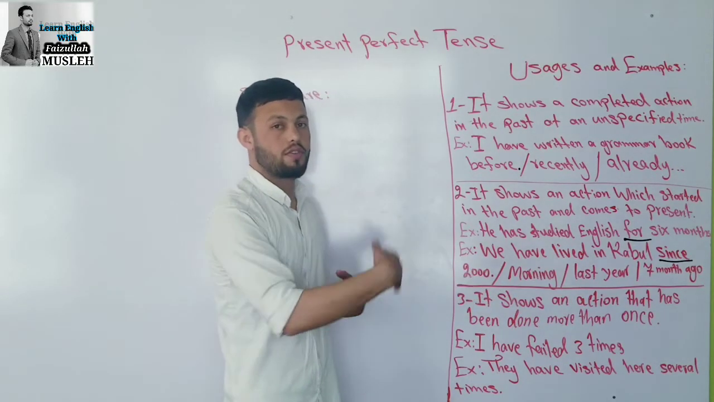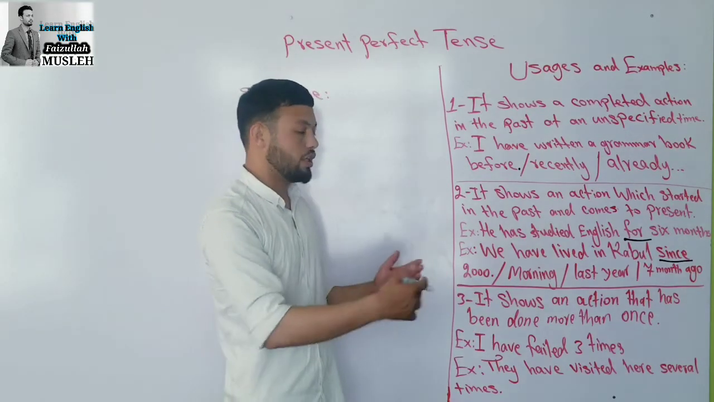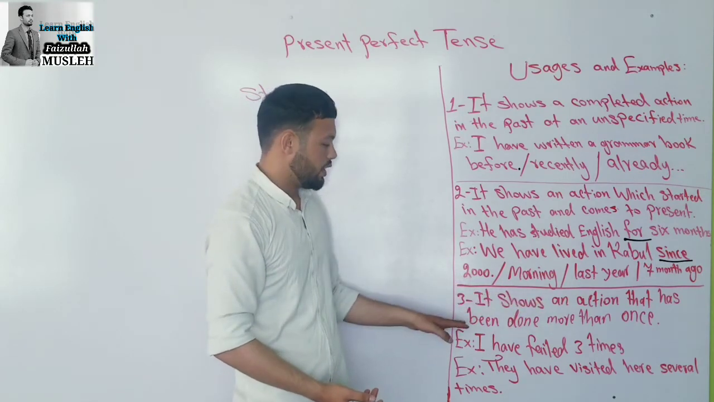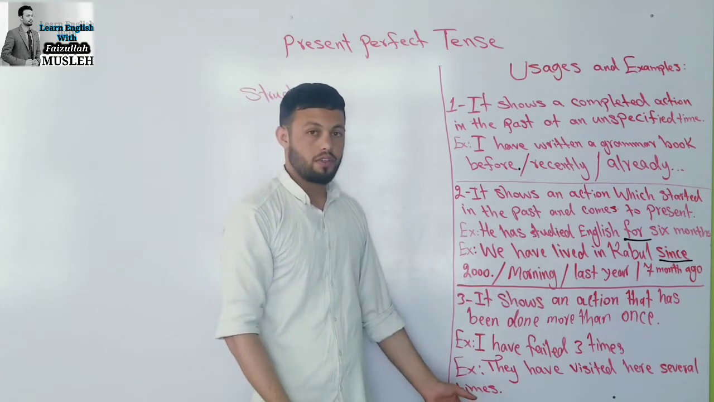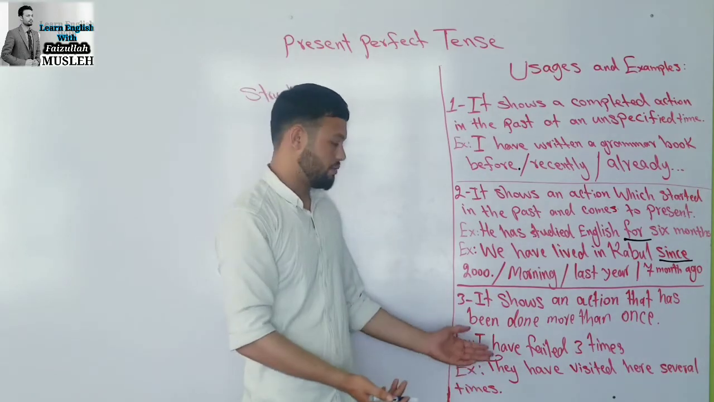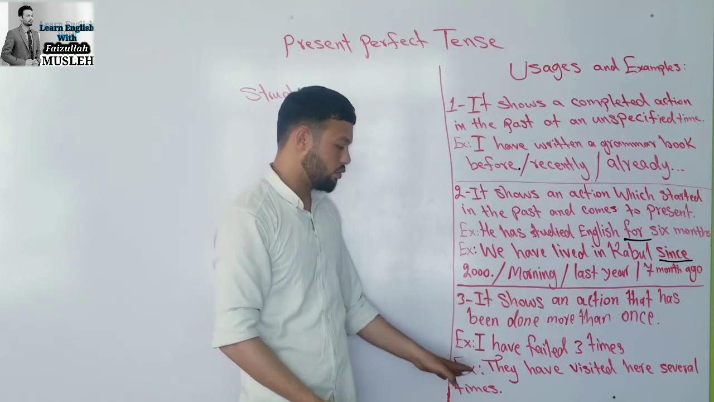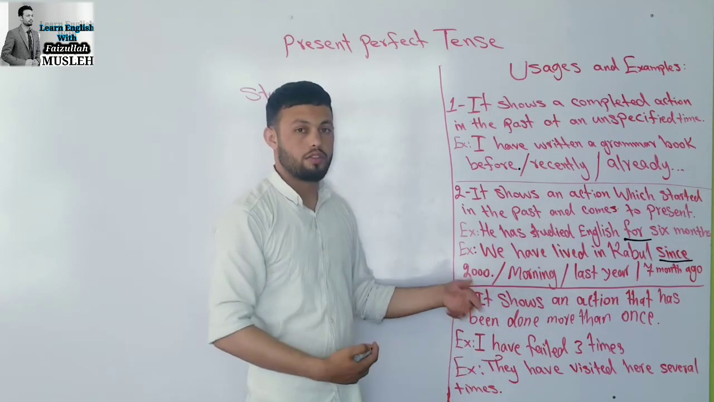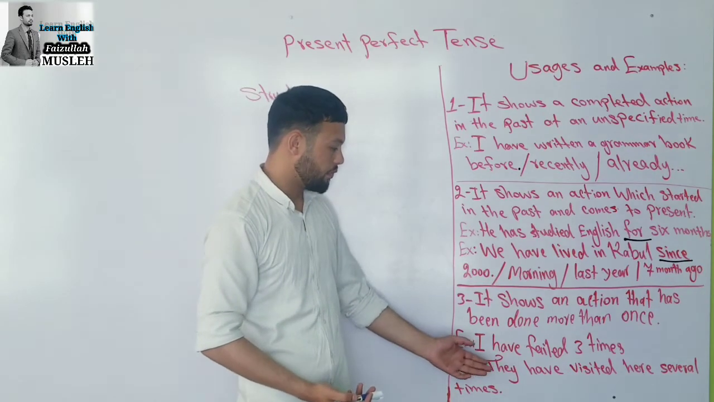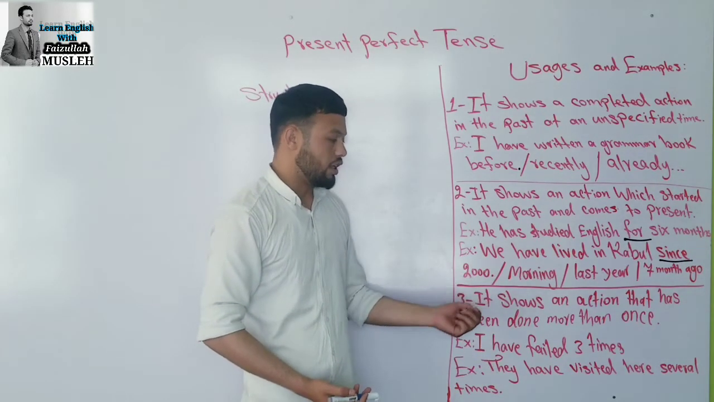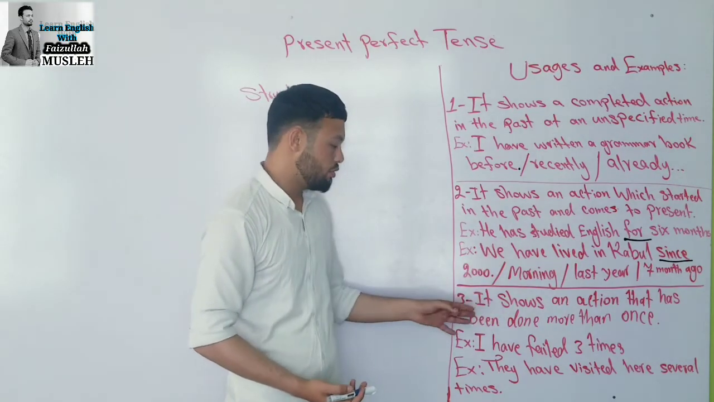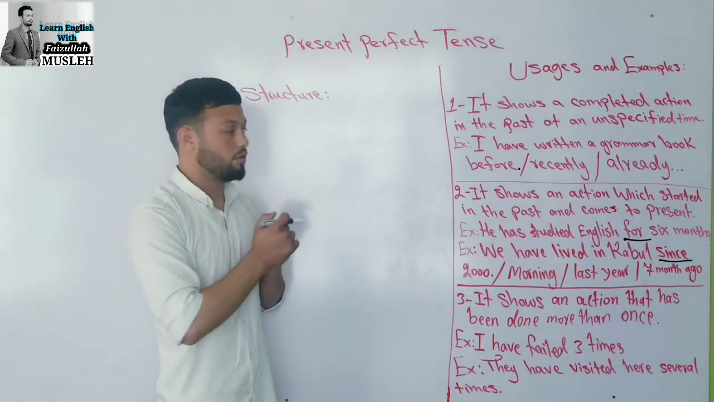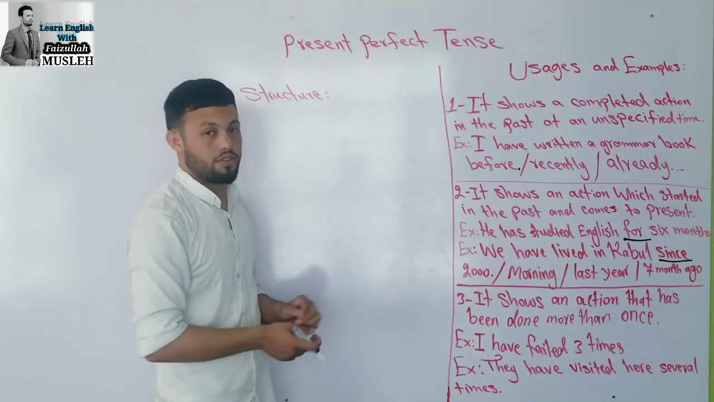And the third usage, it shows an action that has been done more than once. Now, when actions happen in a series or more than one time, we use present perfect tense for that. Like, I have failed 3 times. Now, failing has been done 3 times. I have failed 3 times, or they have visited here several times. It means they visited 1, 2, 3, 4, more than that. Now, when an action is done more than once, we use present perfect tense in that too. It has 2 other usages too, but I will tell you after the structure.